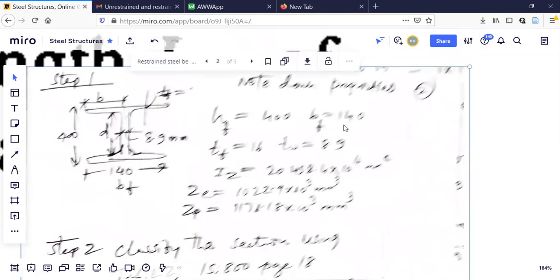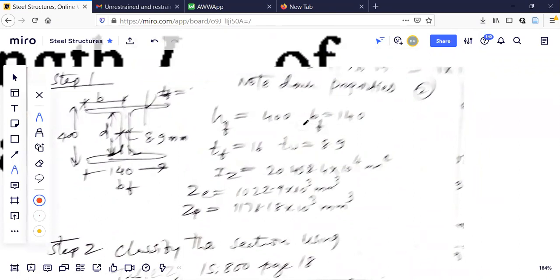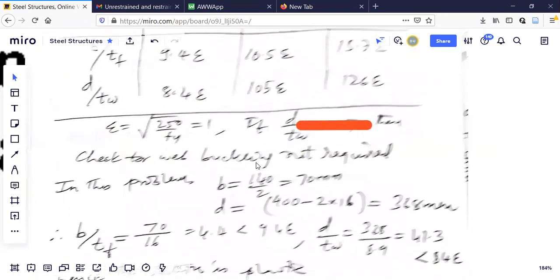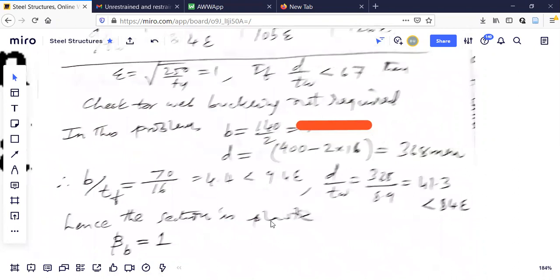See here, 140. It is a little bit blurred actually, while taking the photo that was scanning. This is 140 actually. Anyway, let us go to this calculation here. So I have calculated b by tf, which is 70 by 16, because 140 by 70, that is 70 by 16, is equal to 4.4, less than 9.4.